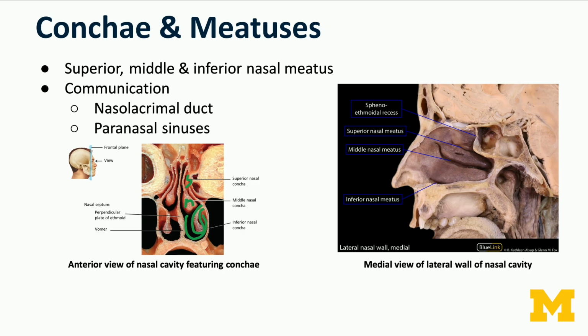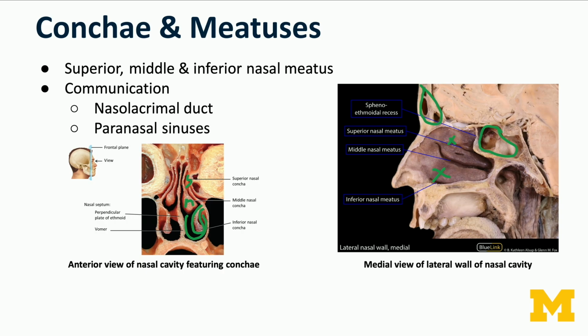Now, these meatuses serve as an opportunity for communications between the paranasal sinuses. Those are the hollow spaces within the bones surrounding the nasal cavity. So here we can see the frontal sinus. We can also see the sphenoidal sinus. There'd be a maxillary sinus deep to there, and an ethmoidal sinus deep to there. And so all of these sinuses can communicate with the nasal cavity through spaces or ostia in the nasal meatuses.